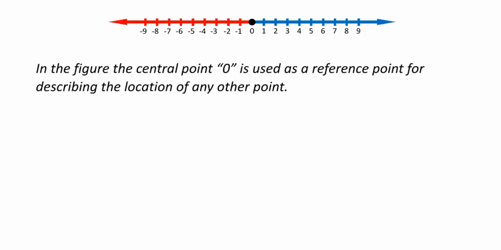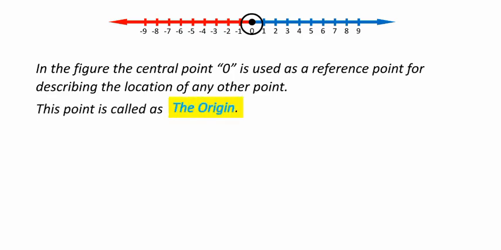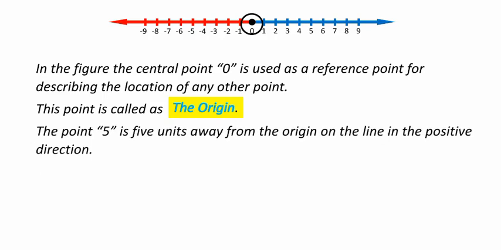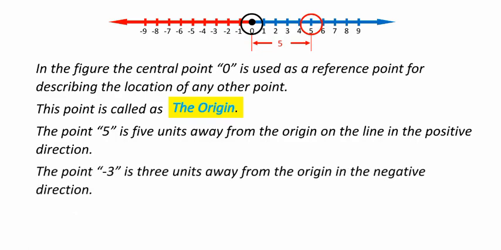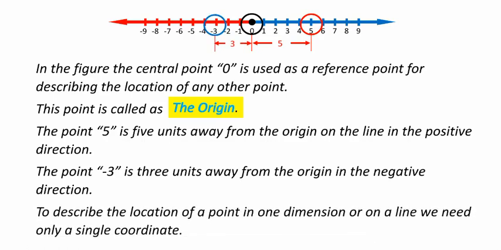In the figure, the central point O is used as a reference point for describing the location of any other point. This point is called as the origin. The point 5 is 5 units away from the origin on the line in the positive direction. The point -3 is 3 units away from the origin in the negative direction. To describe the location of a point in one dimension or on a line, we need only a single coordinate.